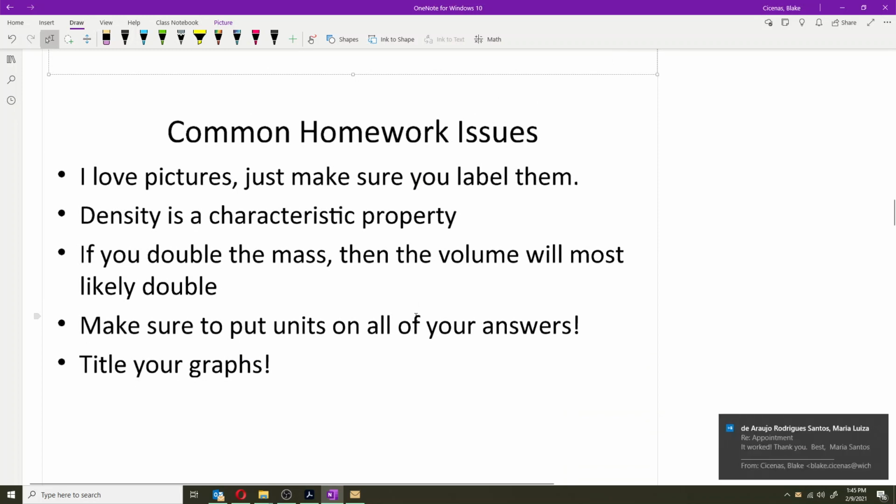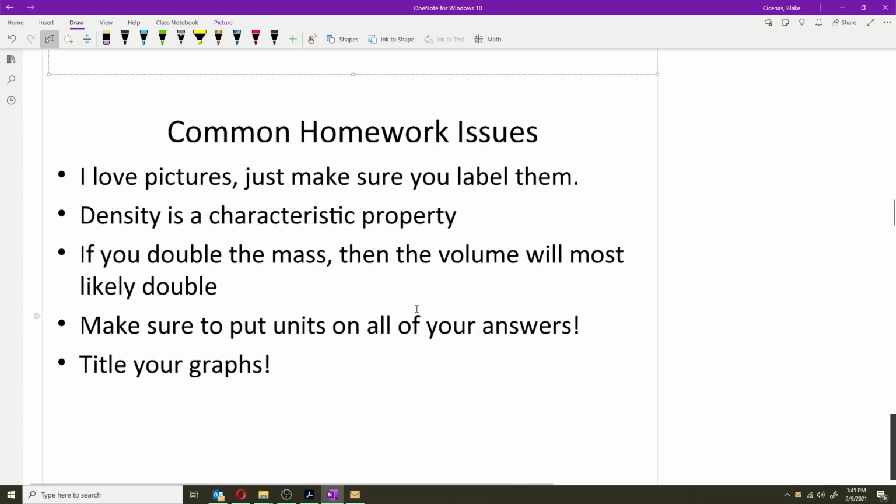Okay, some common homework issues that I can see. If you ever make pictures, they're fine. Just make sure you label them. I've never really had an issue with that, but I've always kept this in here because I just want to make sure that you're labeling your pictures.